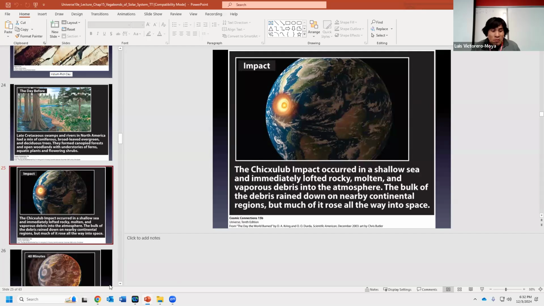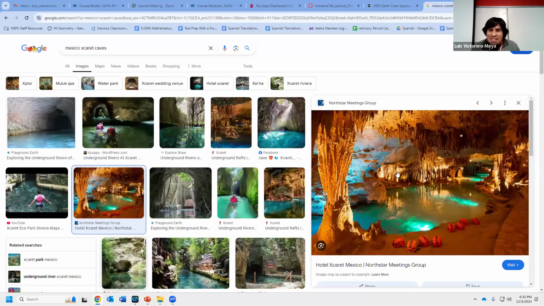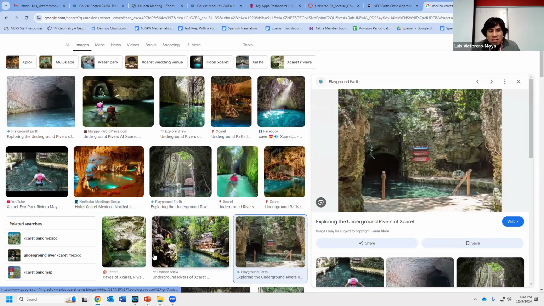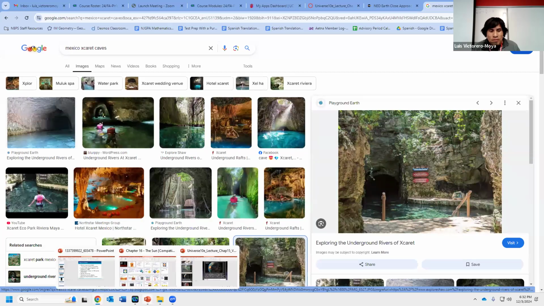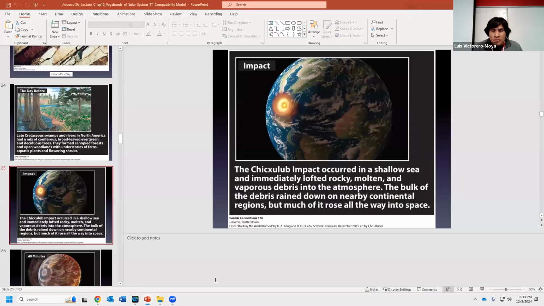And you can actually see it, because I was in one of those, and yes, you can see the formation. These are millions of years old caves. And you can see how the geography changed because of the impact. It's actually very nice. Something very nice that you guys should do one day.